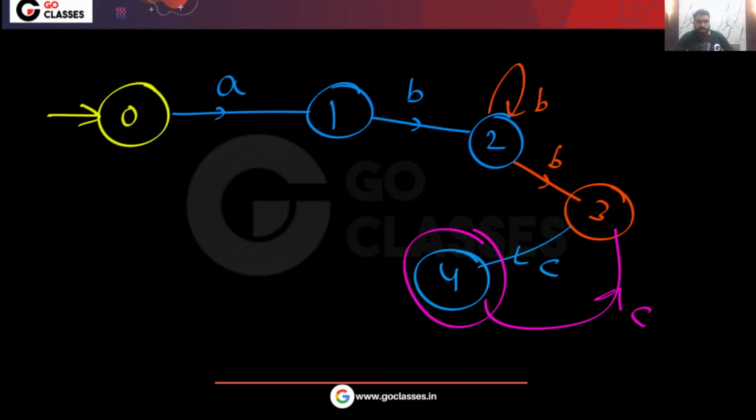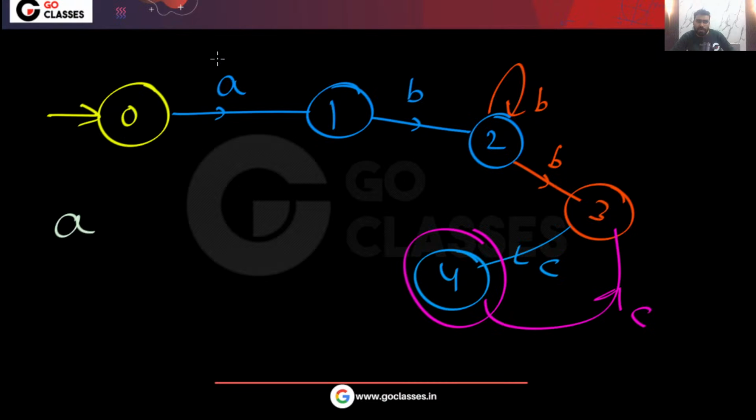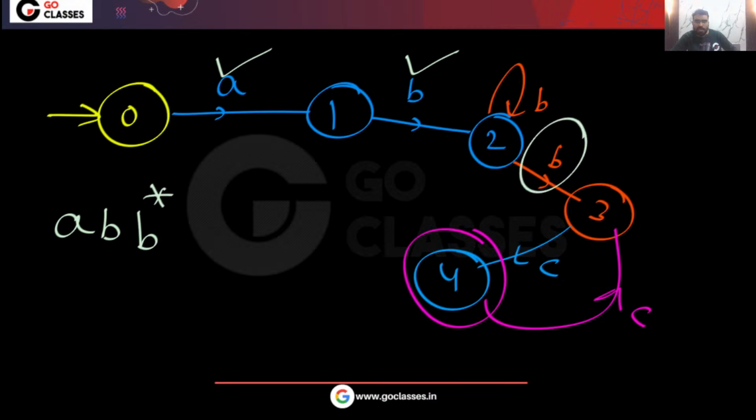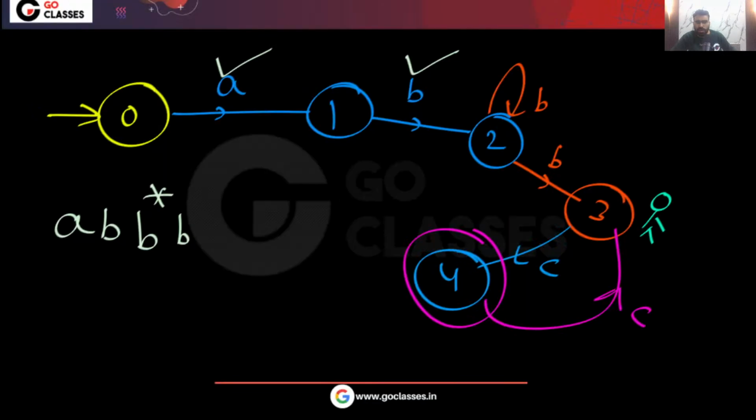Now you can create the regular expression very easily. So this is your initial state, this is your final state. What will be the regular expression? Very simple. First you should have A, then B should come, then any number of B can come. Yes or no? Then any number of B can come, B star. Then another B should come, right? Now you are here. Now where are you?